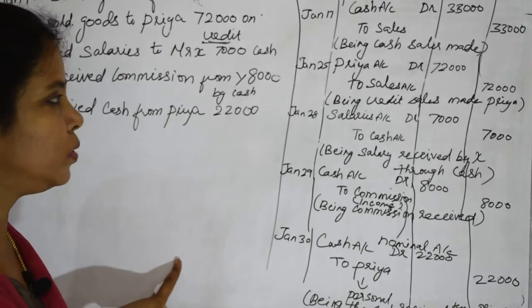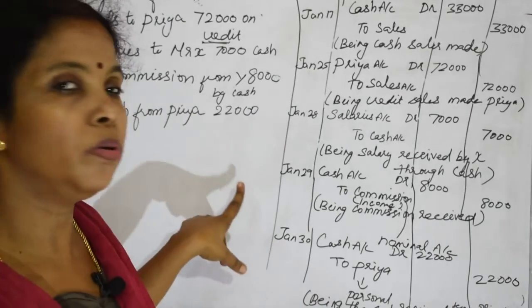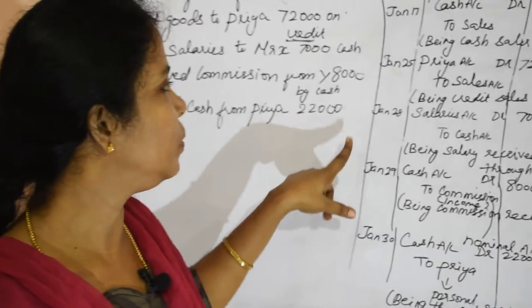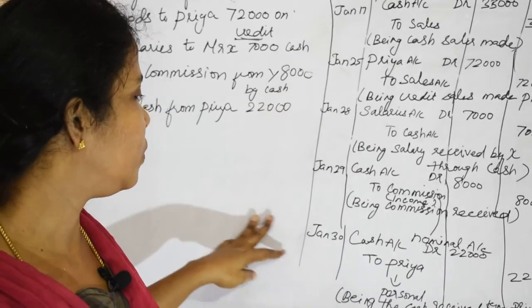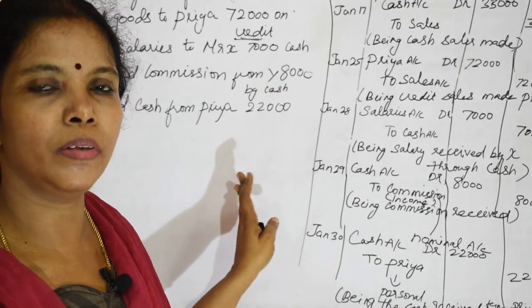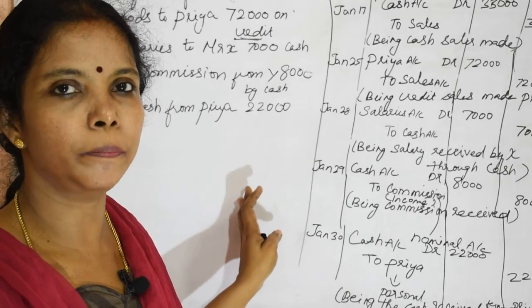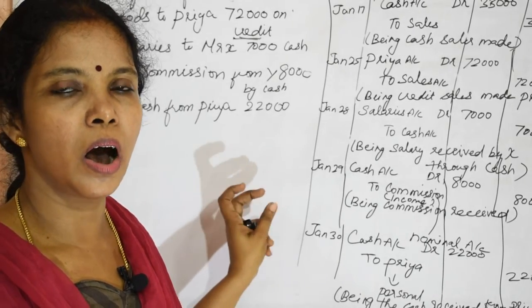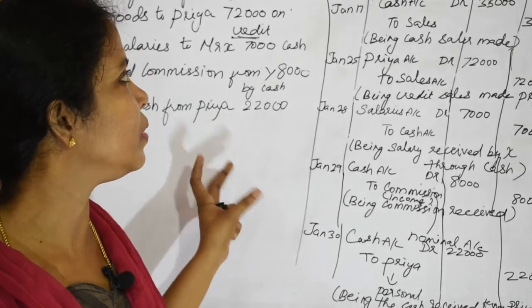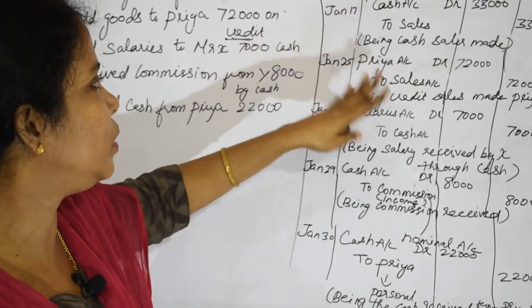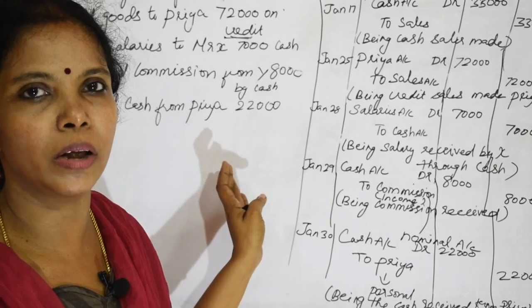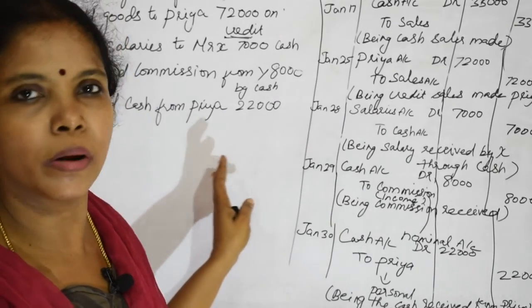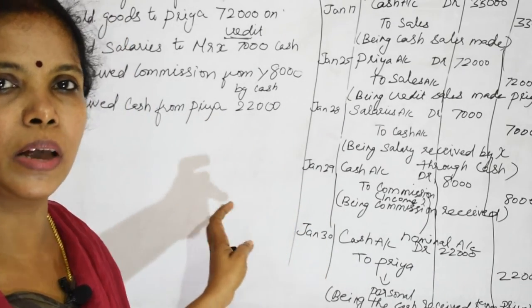I think up to this you would have understood how to do the transaction, how to journalize the transactions. Next class we will see what the ledger is and how to post them into the ledger. Ledger is nothing but this only. From these transactions we will be posting them into the ledger. Then ledger and trial balance we will see in the next class.